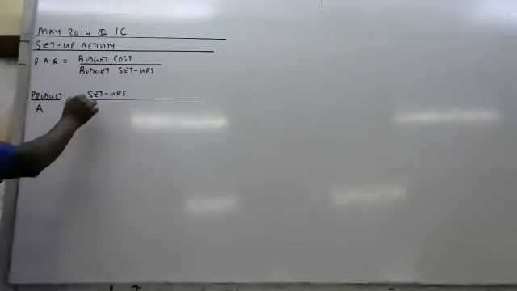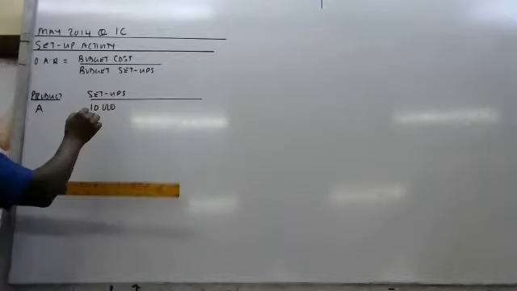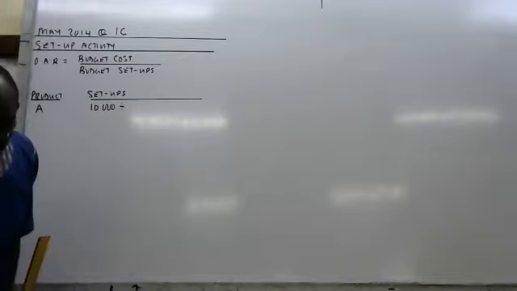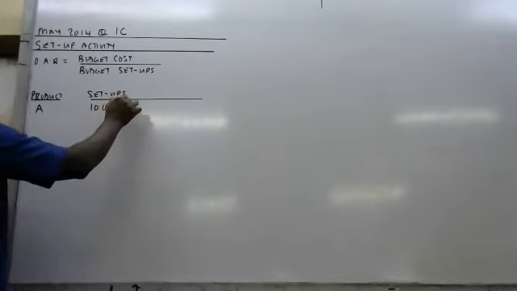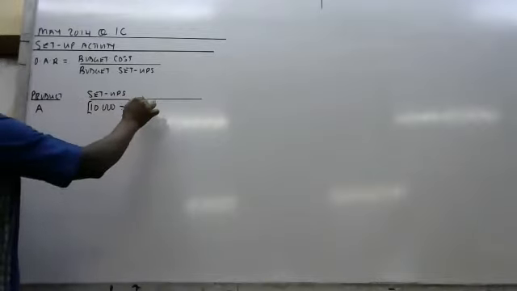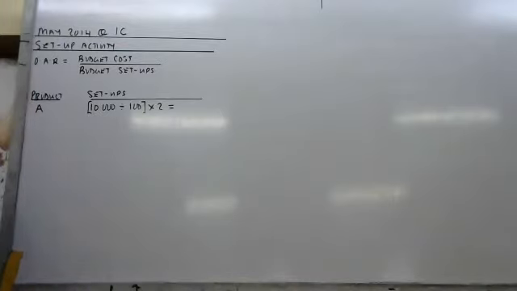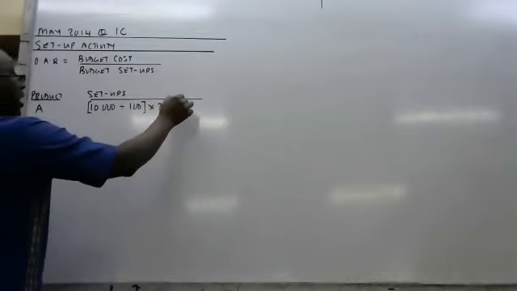So for product A, we are producing 10,000 units. And they are produced in batches of what? 100. Then each batch will require two setups. That will give us what? 200.